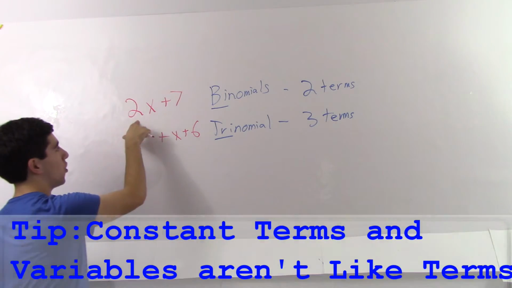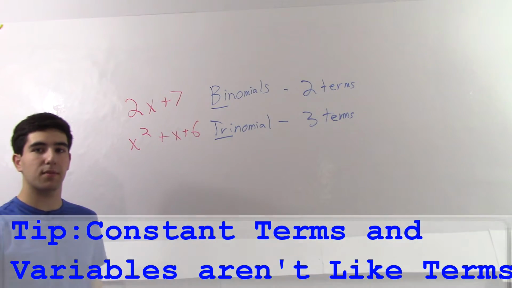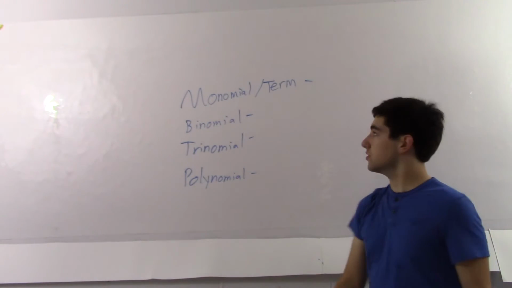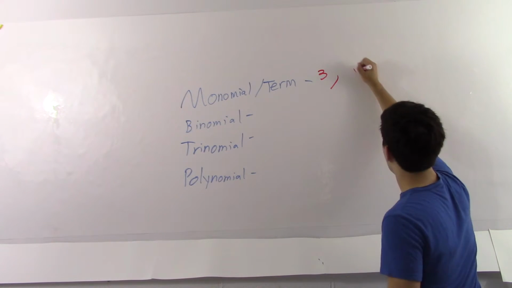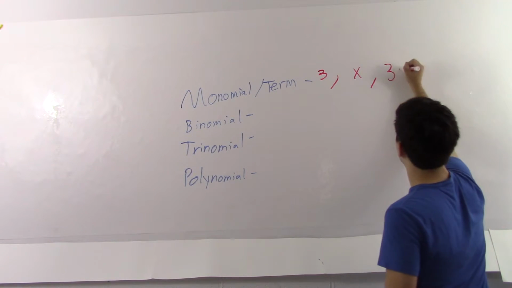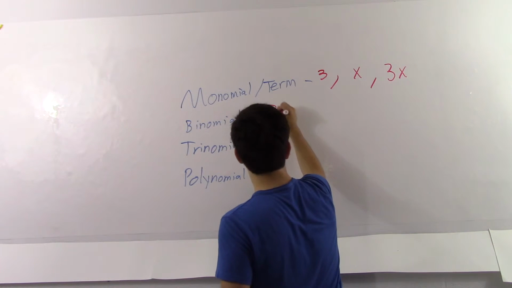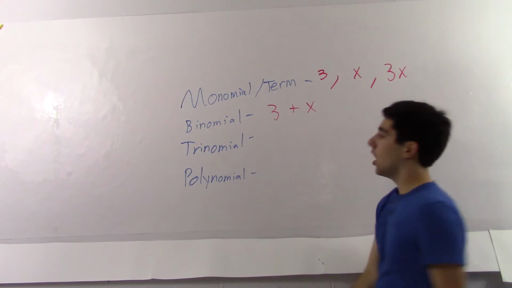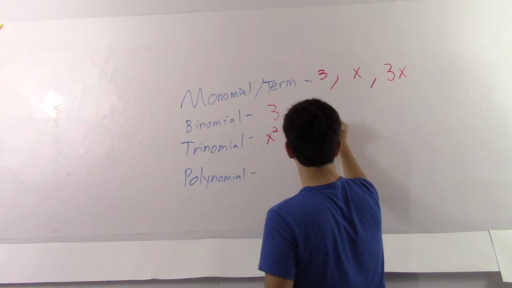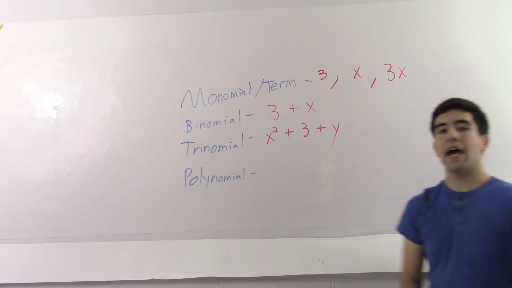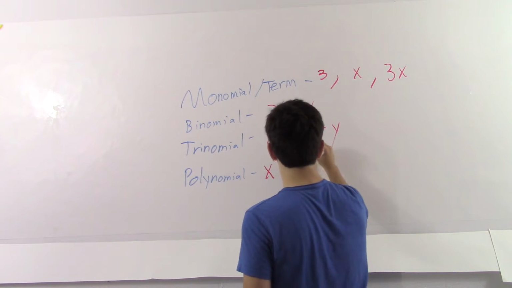And you notice how these are all unlike terms, so they cannot be combined any further, which is what makes them a polynomial. So to review what we just learned, a monomial is a term that is either a constant, a variable, or the product of both. A binomial is two unlike terms. A trinomial is 3 unlike terms. And a polynomial just represents any group of terms more than one.